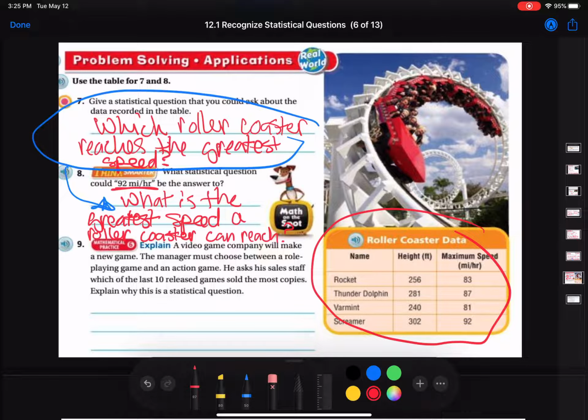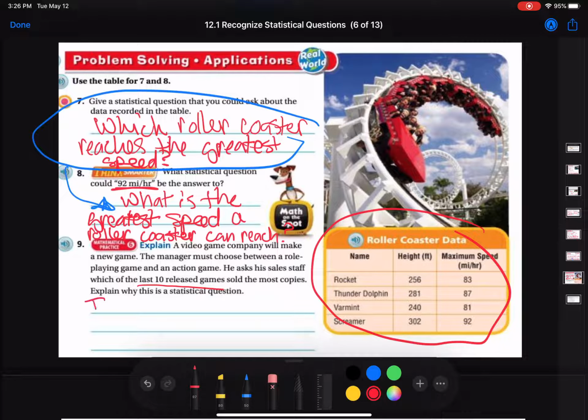Okay, so let's look at 9. We're almost done. Here's just one more slide after this. A video game company will make a new game. The manager must choose between a role-playing game and an action game. He asks his sales staff which of the last 10 released games sold the most copies. Explain why this is a statistical question. Well, think about it. Is he only asking about one game? No, he's asking about the last 10 games released.